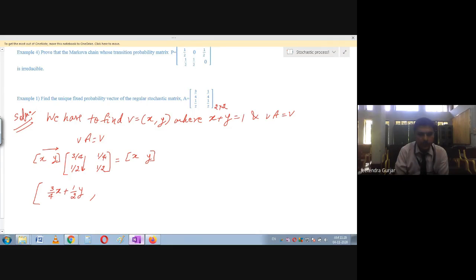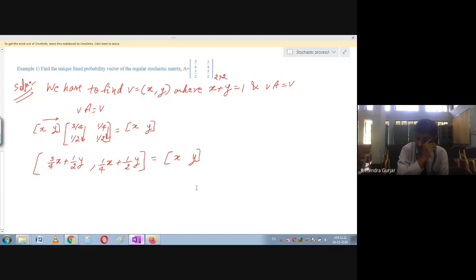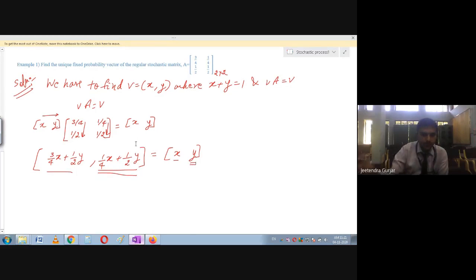Next, first row, second column, this is our second column, students. So multiply corresponding values: it is 1 upon 4x plus 1 upon 2 y. So these are the corresponding values we have multiplied, and which is equal to (x, y). So you can see LHS is equal to RHS. That is what the components say, that this is equal to x and this value is equal to y. Therefore, we'll solve like this.